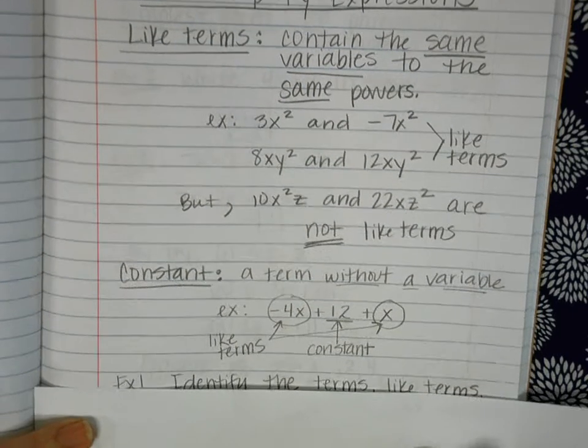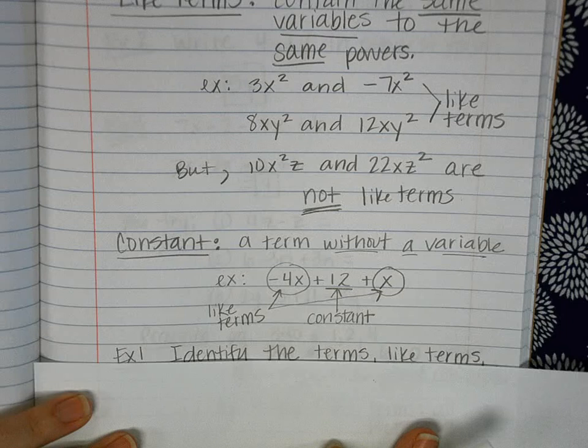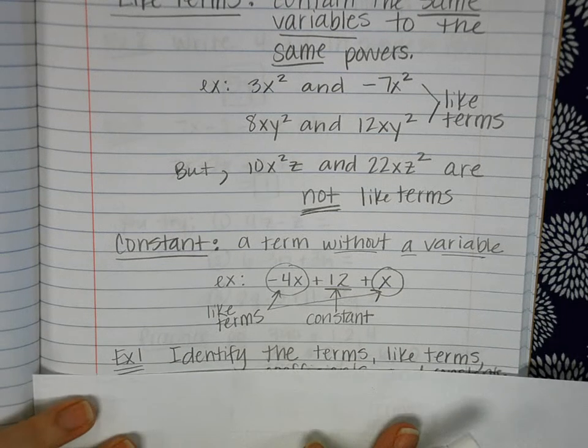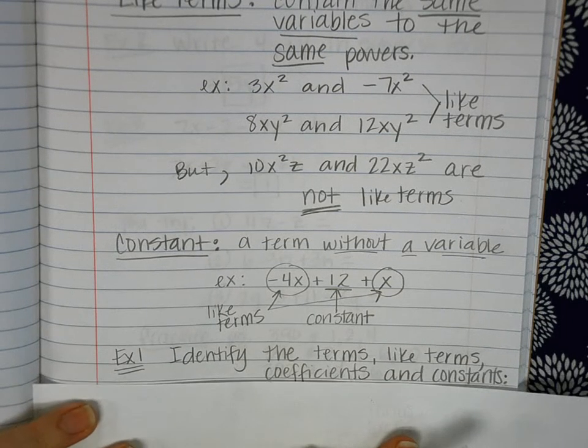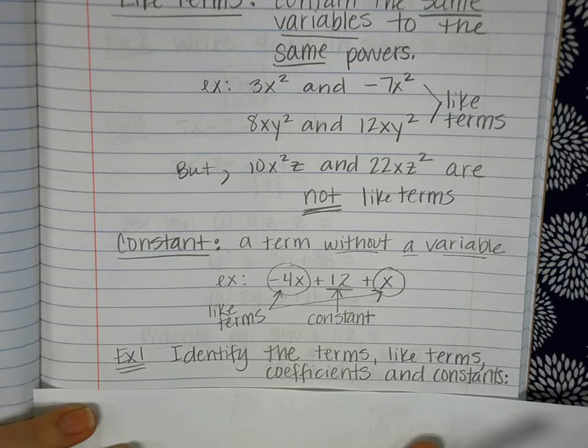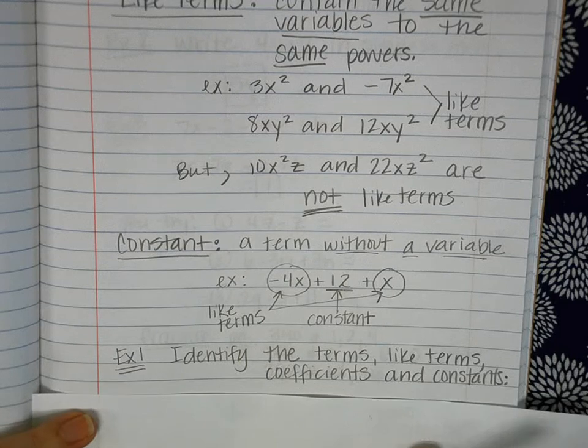Okay, so we're going to just do a couple little examples. So we're going to identify the terms, like terms, coefficients, and constants. Do you guys remember what coefficients was? I gave you that the other day. What does coefficient mean? You can look back in your notes if you want. Anyone know?